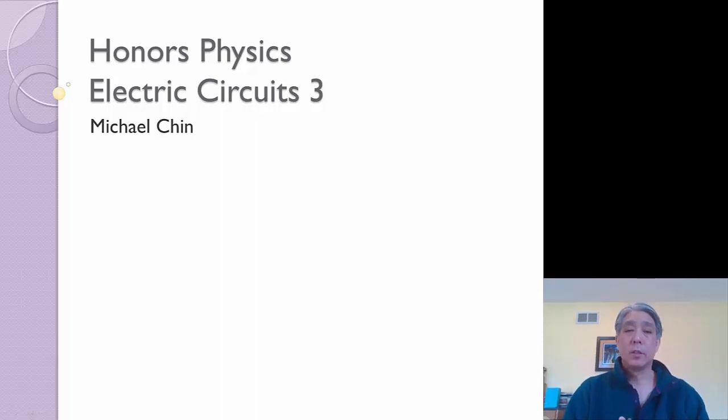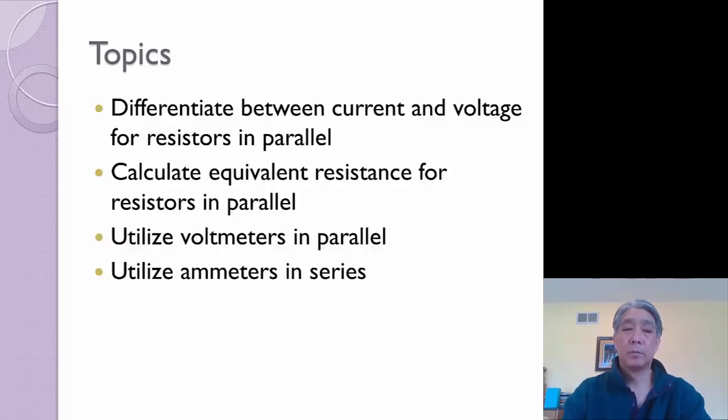Hi, this lecture is Electric Circuits 3, or basically resistors in parallel. What we're going to look at here today is the difference between current and voltage for resistors in parallel. Again, we'll calculate equivalent resistance for resistors in parallel, similar to what we did for resistors in series, but the formula is going to be different.